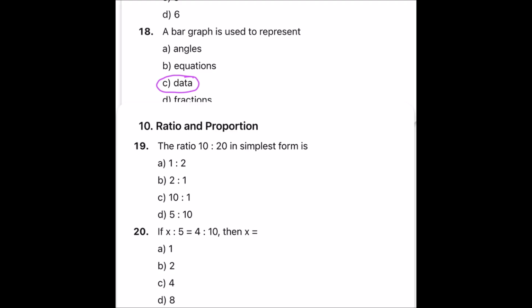The ratio of 10:20 in simplest form is. To simplify the ratio, we just write the ratio and divide it by the common factor. So here the common factor is 10. So we can divide both the numbers by 10. So 10 divided by 10 is 1 and 20 divided by 10 will be 2. So 1/2 will be the simplest form of ratio 10:20. So the answer is option A.